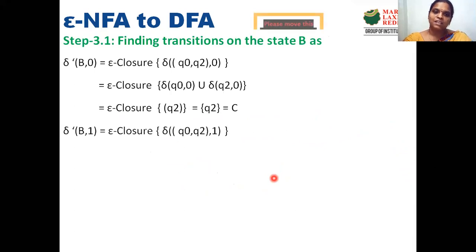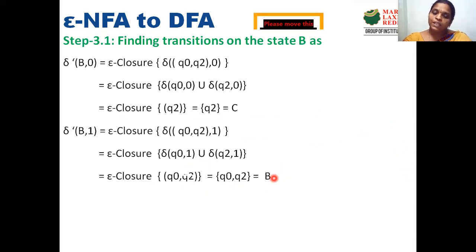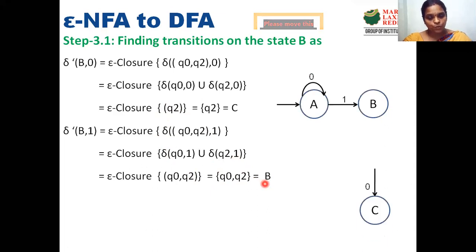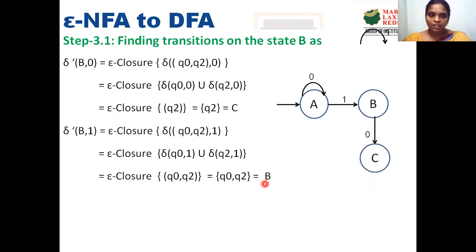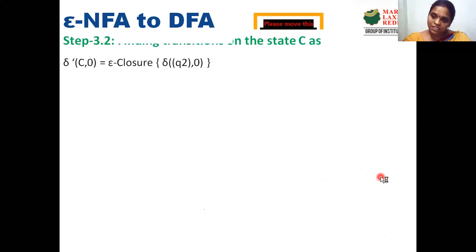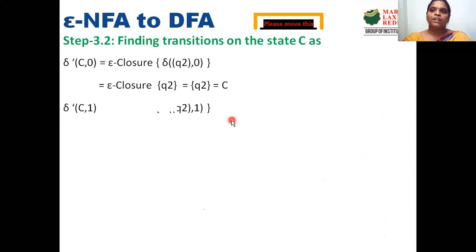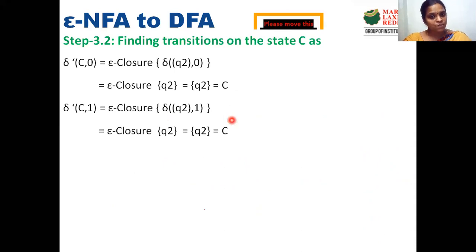And B comma 1 is Q0, Q2 on 1, where we make the union of Q0 on 1 and Q2 on 1. Q0 on 1 is Q0 again, and Q2 on 1 is Q2 again. So we obtain Q0, Q2, which is B. Marking the transition diagram again, B on 0 moves to state C, and B on 1 remains in the same state itself. Now C is the new state we have obtained, and we have to find its transitions. Q2 on 0 is Q2 and Q2 on 1 is also Q2, which means we remain in the same state.